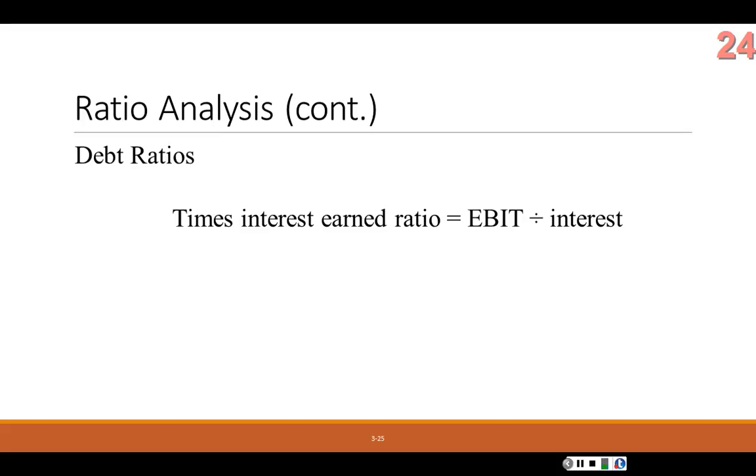The times interest earned ratio is equal to earnings before interest and taxes divided by interest. If you'll notice on our income statements, operating profits and earnings before interest and taxes are the same thing. I went ahead and wrote that on the income statement for you. So if we calculate this for Bartlett Company, we see our earnings before interest and taxes is 418. We divide that by our interest expense, 93, and that gives us 4.5.